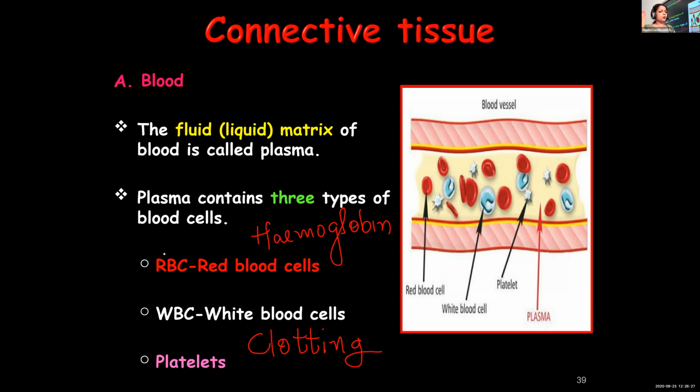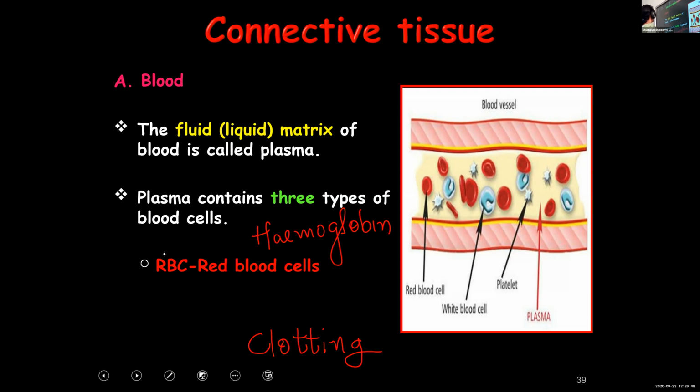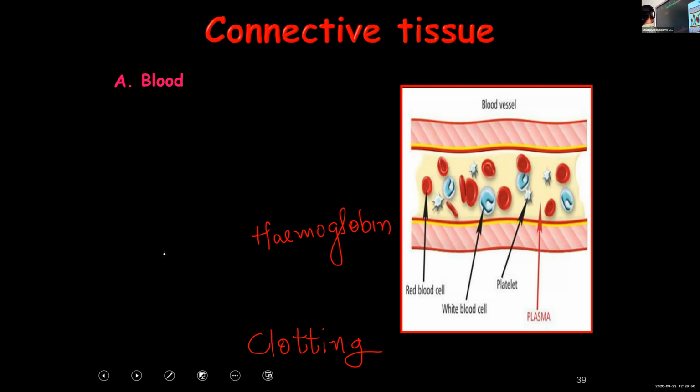And let's see the functions. Red blood cells will help in transporting oxygen. Which is the pigment present? Hemoglobin. And white blood cells will protect you from infections or disease-causing organisms. And platelets, they help in the clotting of blood. And the previous slide, once again, I will show you. After that, we'll have the review questions.